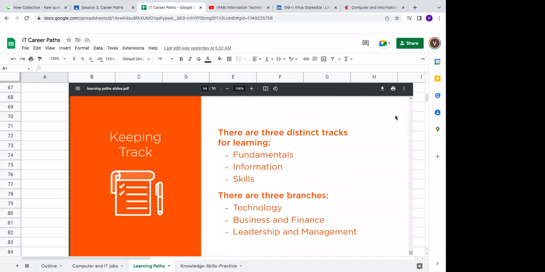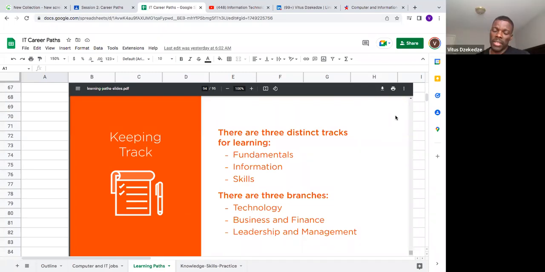Yes, yes. Awesome. So 3 different branches, as we pointed out: the technology branch that contains all of these, the business and finance branch, own your own business.